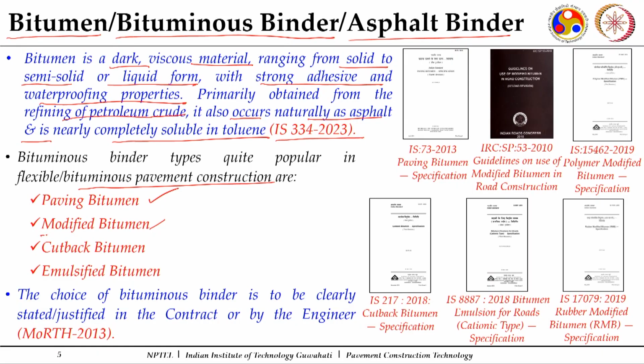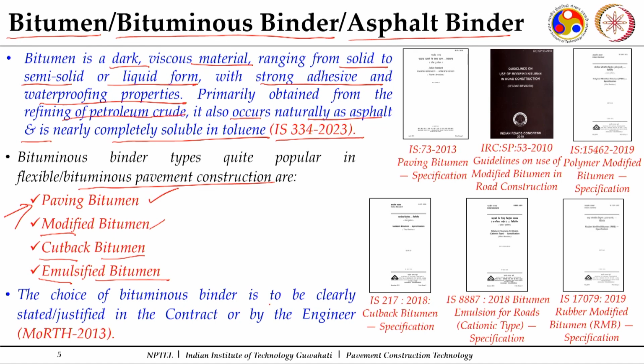When added, it comes under the category of modified bitumen. Then there are 2 other categories, especially cutback bitumen and emulsified bitumen. One application of this is when you want to produce the mixes at ambient temperatures, so you do not need to heat your binder. Then you go with the cutback bitumen and emulsified bitumen. The one which is most popular and widely used is the paving bitumen, and this is what we are going to look into, the characterization.